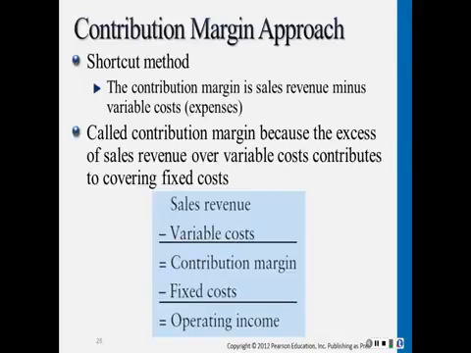Contribution margin is a short method of computing the break-even point. The contribution margin is sales revenue minus variable costs or expenses. It is called the contribution margin because the excess of sales revenue over variable costs contributes to covering fixed costs and then to provide operating income. The contribution margin income statement shows costs by cost behavior, variable costs or fixed costs, and highlights the contribution margin. So, sales revenue minus variable costs equals contribution margin, minus fixed costs equals operating income.